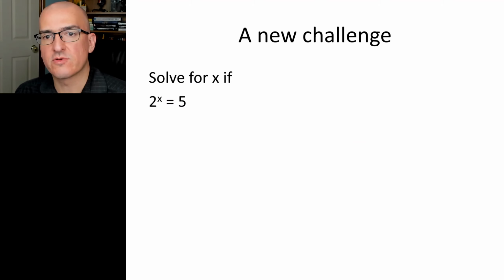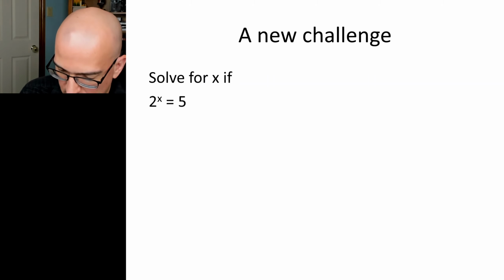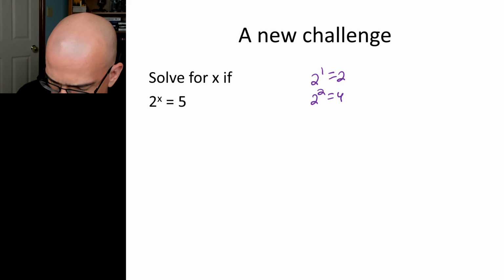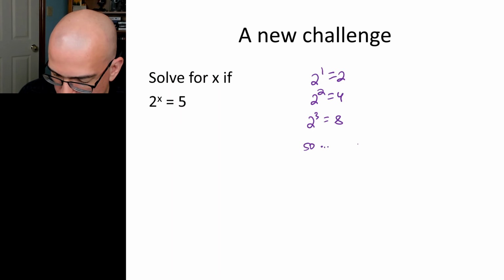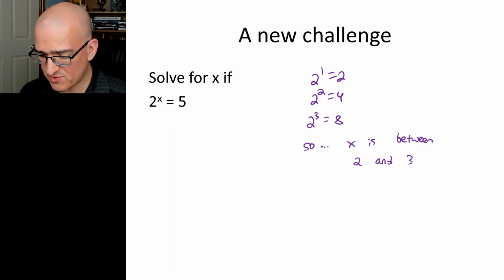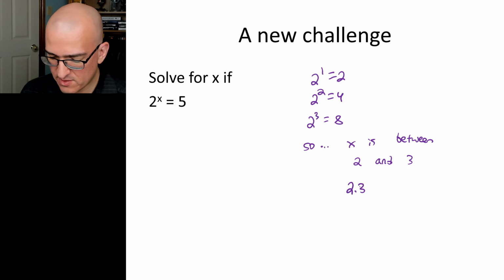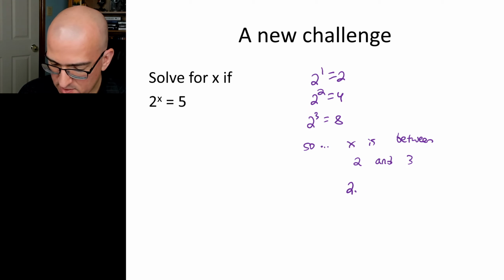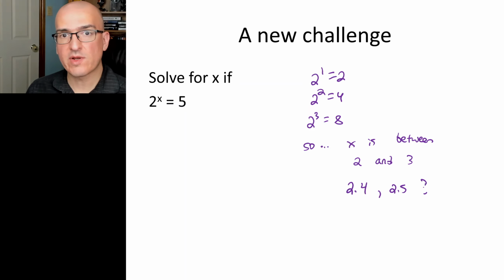How about this one? 2 to the x is equal to 5. So 2 to the 1 is equal to 2. 2 to the 2 is equal to 4. 2 to the 3 is equal to 8. So x is between 2 and 3. That's not very good, just to say it's between 2 and 3. Like, is it 2.3? Maybe it's 2.4. Maybe it's 2.5. How are we going to find out?